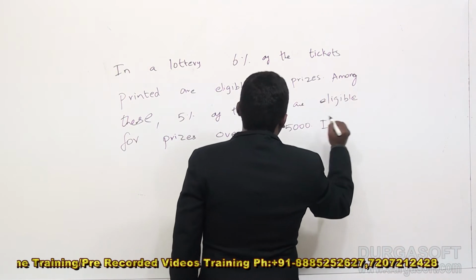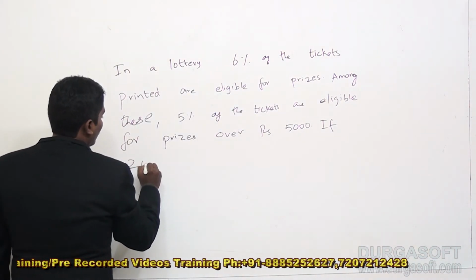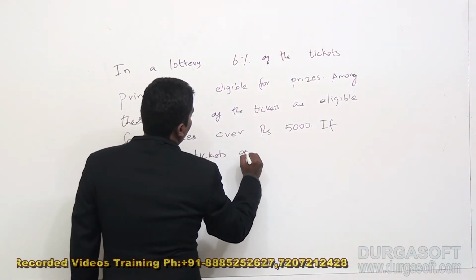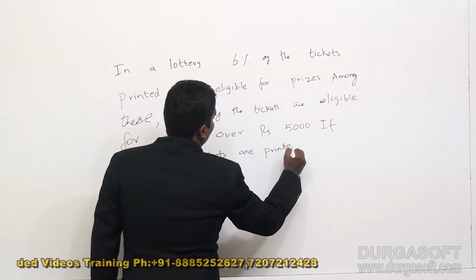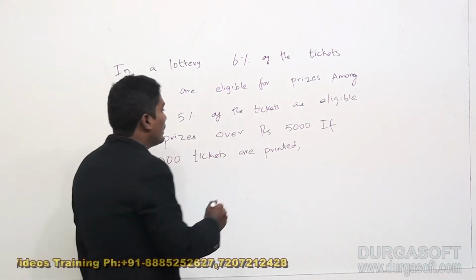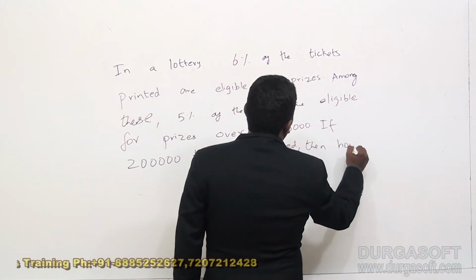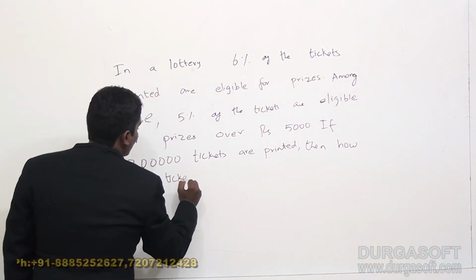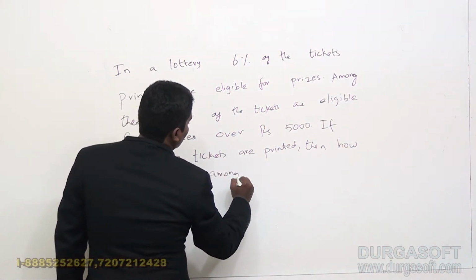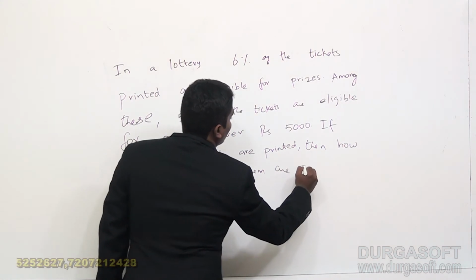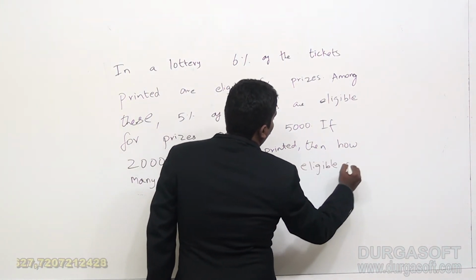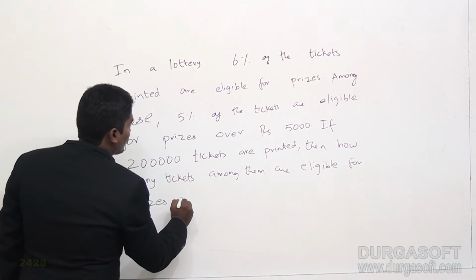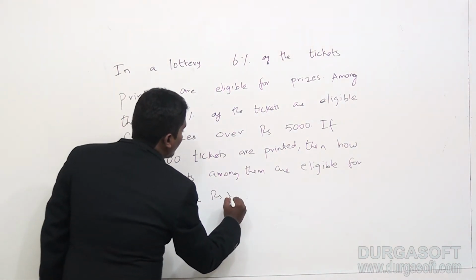If 2 lakh tickets are printed, then how many tickets among them are eligible for prizes over rupees 5,000?